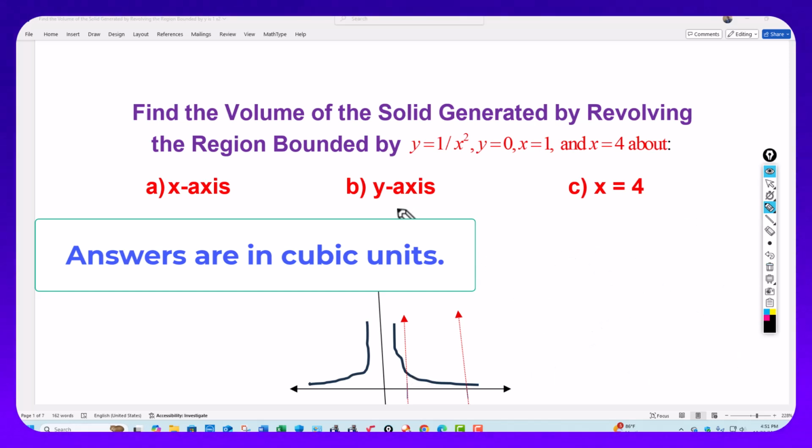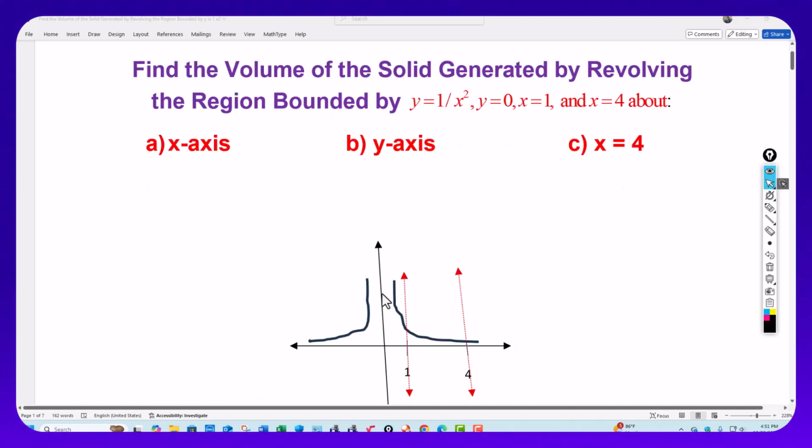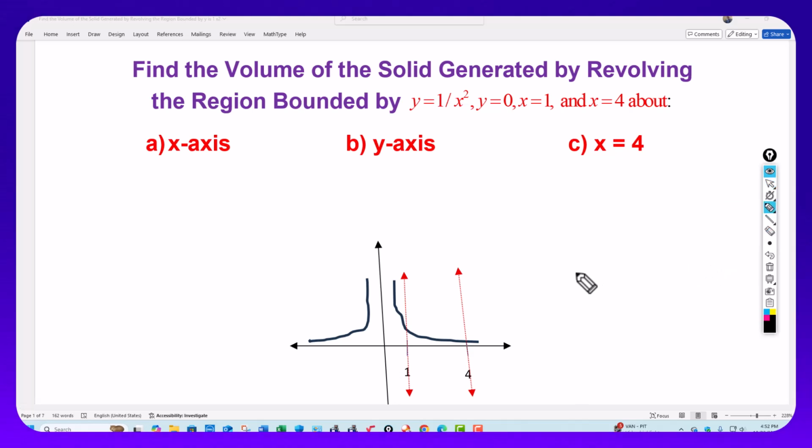Now for the next one, you want to rotate this same region about the y-axis. So that means our rectangular strip would have to be perpendicular. I'd have to have my limits of integration along the y-axis. So what I'm going to do now on this one, I think it'll be easier to use the shell method. For my shell method, the rectangle has to be parallel to the axis of revolution. So I still have it right there, but now it's going to rotate around the y-axis.